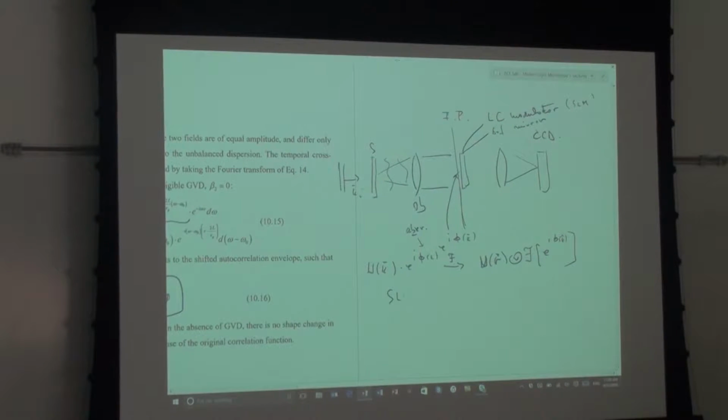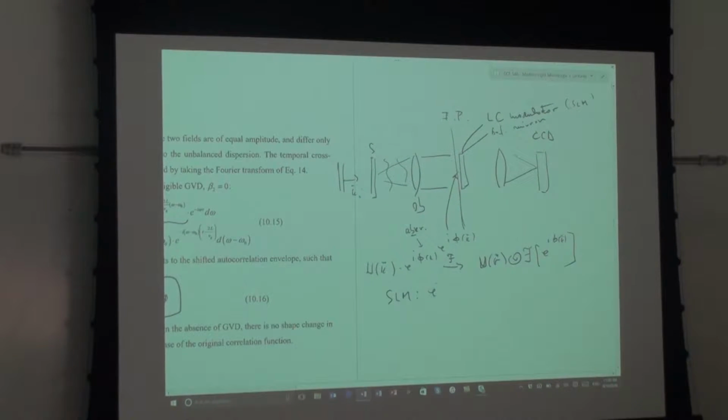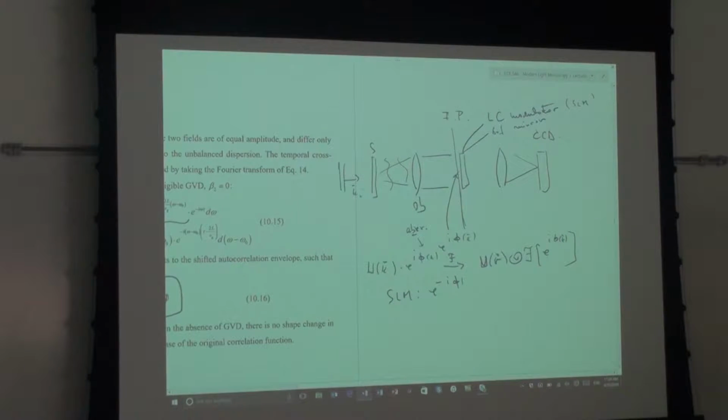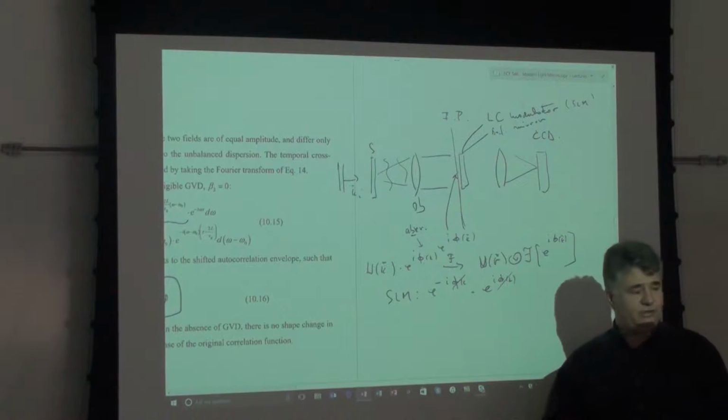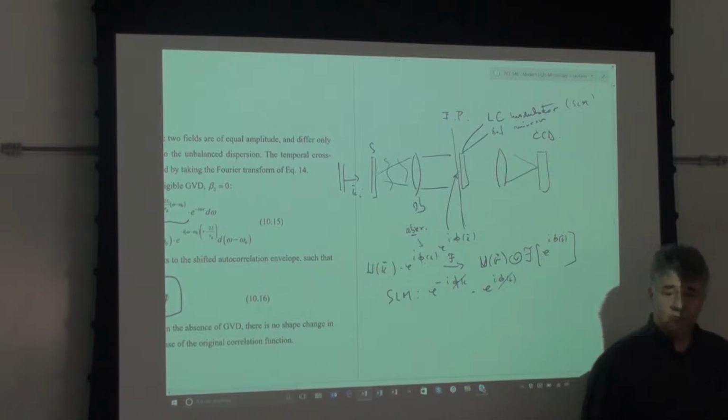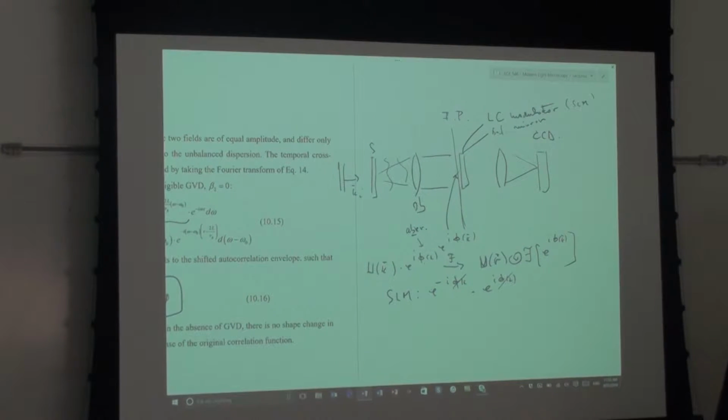So the SLM, let's say, will do e to the minus i phi k. And when you multiply it with your original one, e to the i phi k, it cancels out. That's the ideal picture. It never works that easily, but it helps a lot. So this is called adaptive optics.